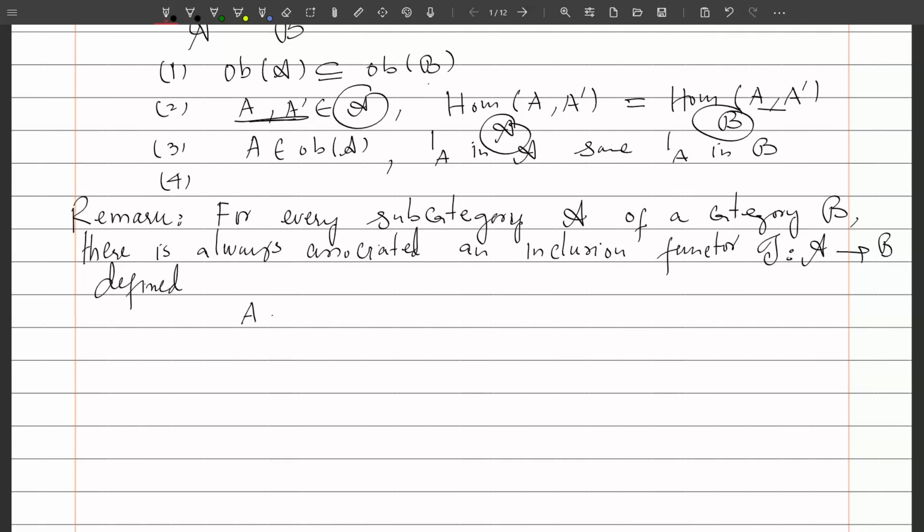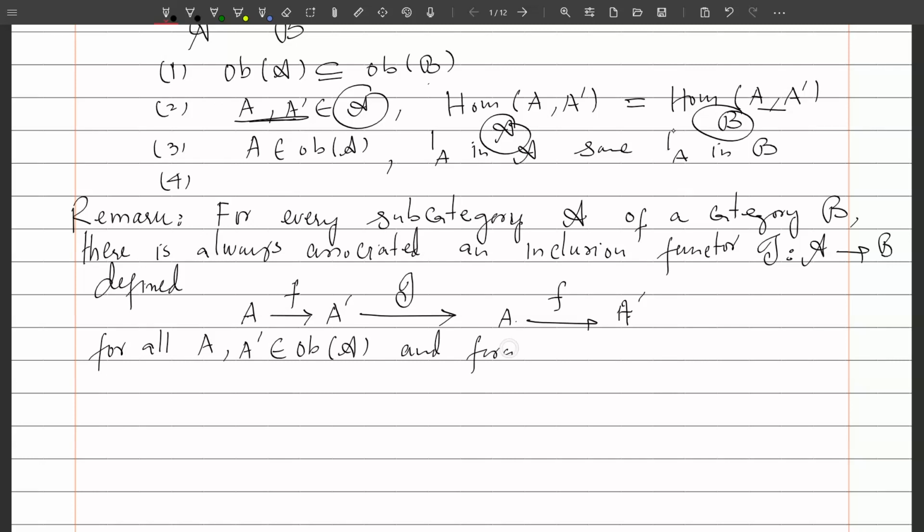If we have a morphism F between objects A and A prime in category A, then this functor carries A to A, A prime to A prime, and F to F. These A and A prime are objects in A, and F is a morphism in A. This holds for all A and A prime in the object class of A, and for all morphisms F in A.